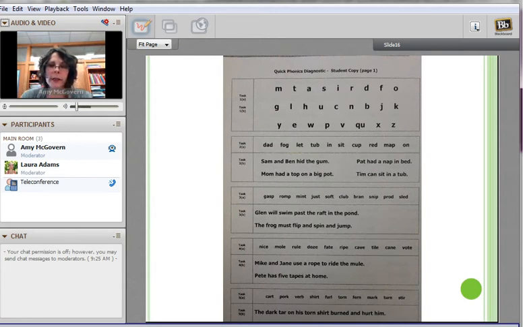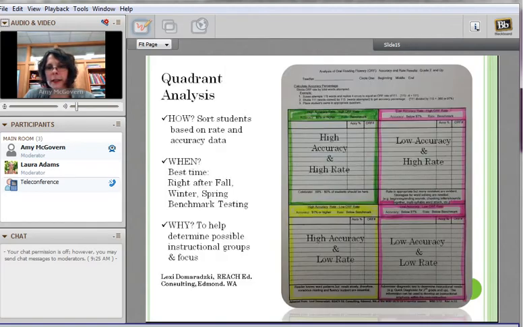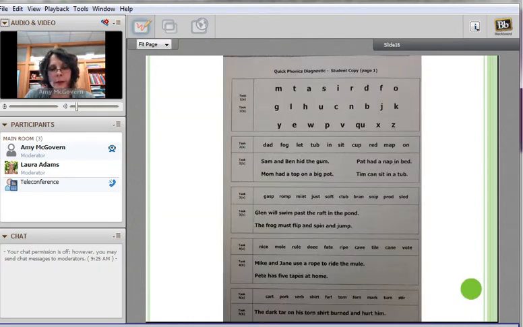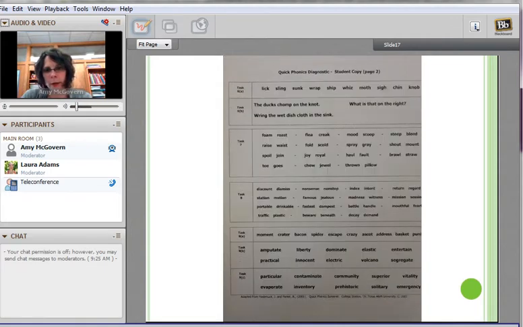Lexi suggests for kids in second through fifth grade, if you are seeing students in this range in the pink, whether they're low accuracy, high rate, or low accuracy, low rate, doesn't matter which, their accuracy is in question, to give them a diagnostic test on phonics. And this is one she shared with us called the Quick Phonics Diagnostic, and I will make it available to Laura. It's nothing magical. There's others out there, but we found it to be helpful. And you just give it to the point of frustration.